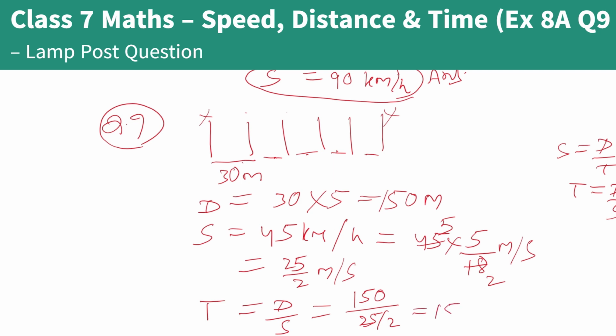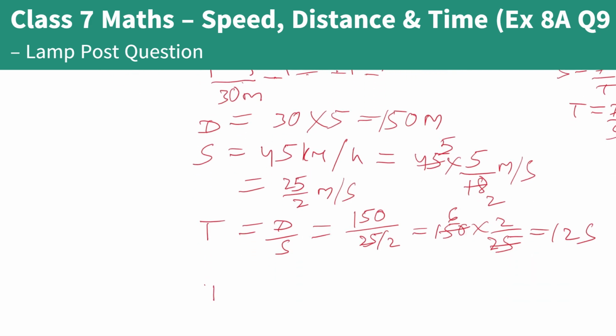This is 150 into 2 by 25. 25 sixes are 150. So this is 12 seconds. So the answer is: time equals how much? 12 seconds. This is the answer.